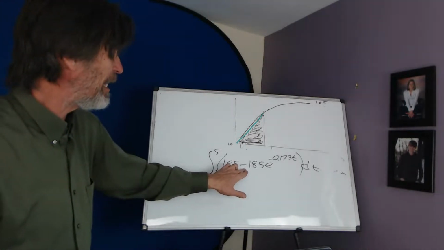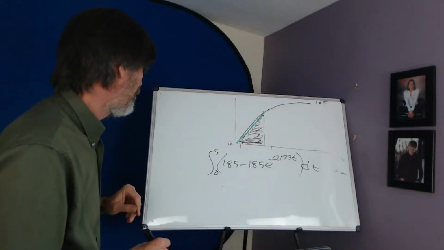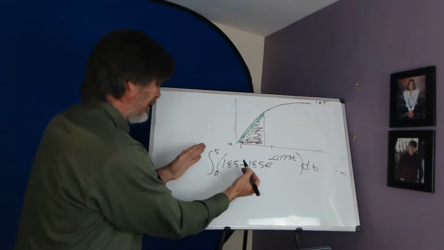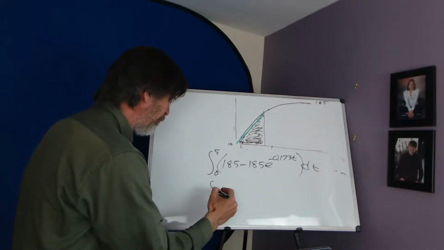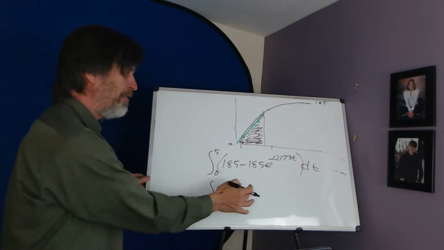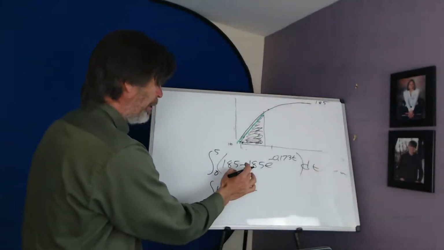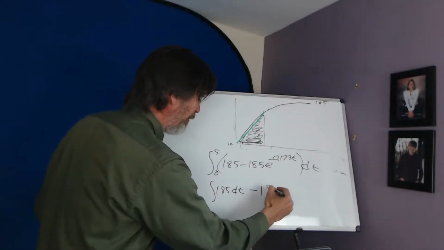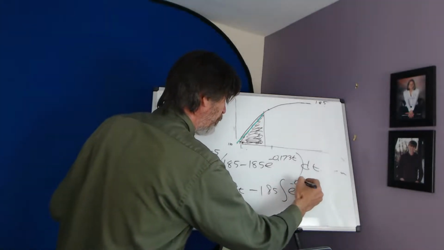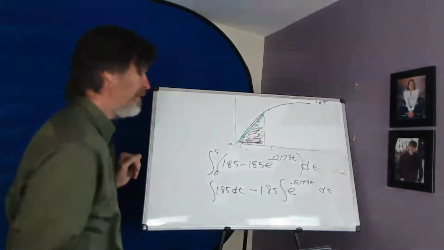I can because it's a negative sign. And temporarily, I'm just going to ignore the 0 and the 5. We'll concern ourselves with the antiderivative first. So let's see, 2 parts. I'm going to look for the antiderivative of 185 dt. I use dt because t is the variable. Minus, I'm going to pull this 185 out front because I can, e to the negative 0.173t, and again follow that with dt.